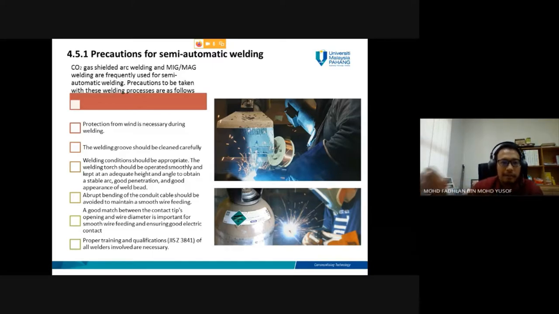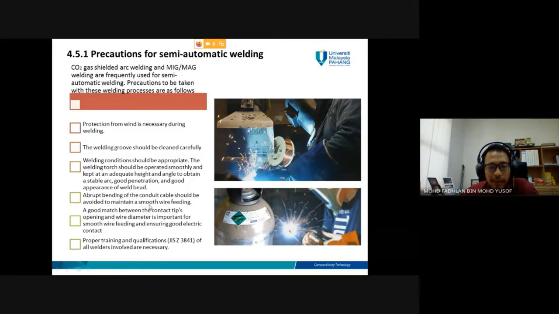Okay, and then the second point here, as you can see, the welding groove should be cleaned carefully. This is all to avoid external factors that cause defects. And then welding conditions should be appropriate. The welding torch should be operated smoothly and kept at an adequate height and angle to obtain a stable arc, good penetration and good appearance of the weld bead. Abrupt bending of the conduit cable should be avoided to maintain smooth wire feeding.